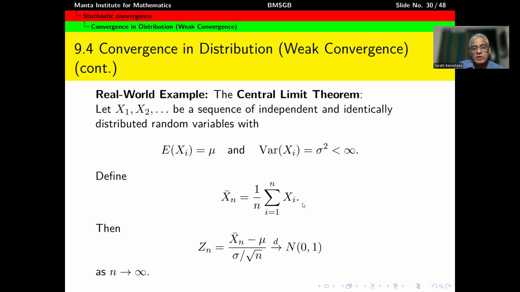So what we are doing here is standardizing this quantity by taking away the mean of this quantity and dividing by the standard deviation of this quantity. Right. So Zn is the standardized x bar n, defined as x bar n minus the mean of x bar n divided by the standard deviation of x bar n. Remember, the variance of x bar n is equal to sigma square over n, and therefore the standard deviation of x bar n is equal to sigma over root n.